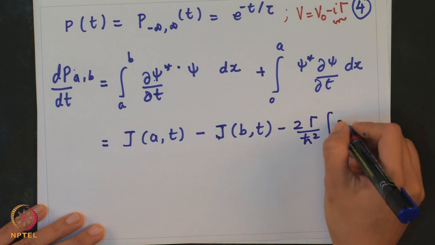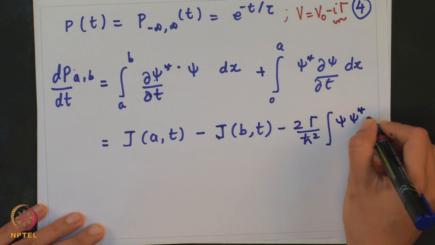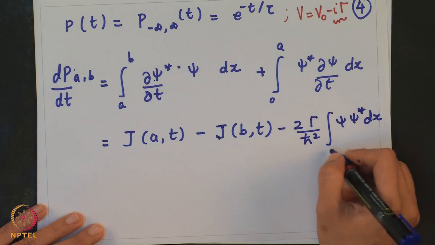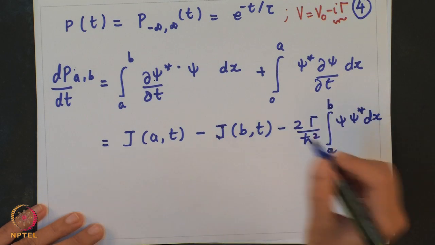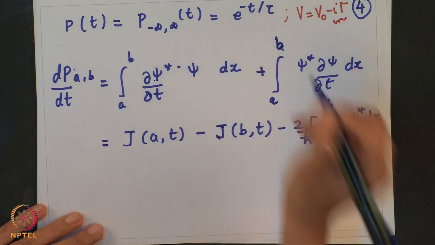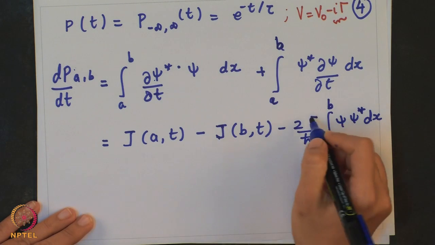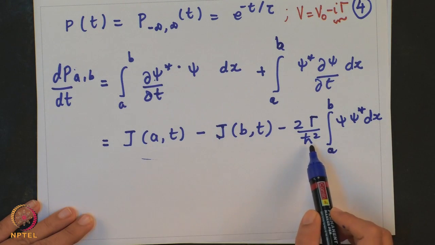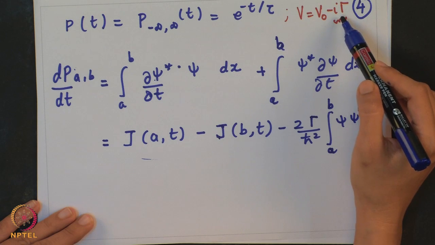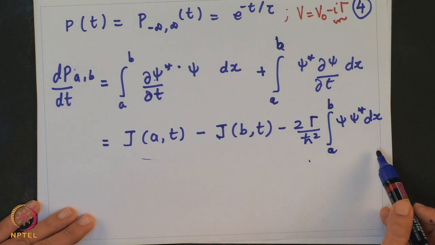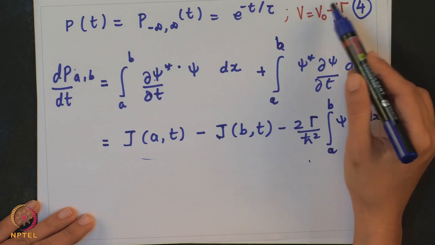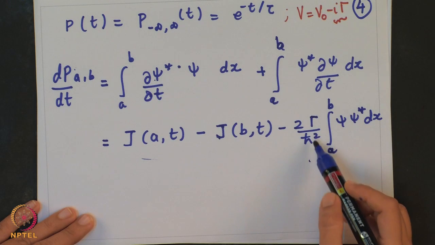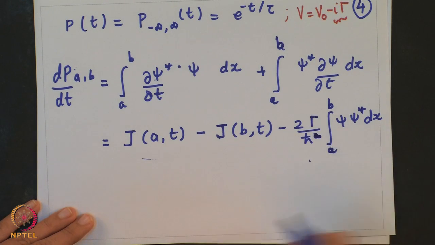In between, psi star dx, and between the limits a to b. Let me correct this also, a to b. So, here we have obtained the same result plus an additional contribution coming from the potential. This you can simply work out. Because of the complex part there will be two contributions. So, I have 2 gamma by h cross.